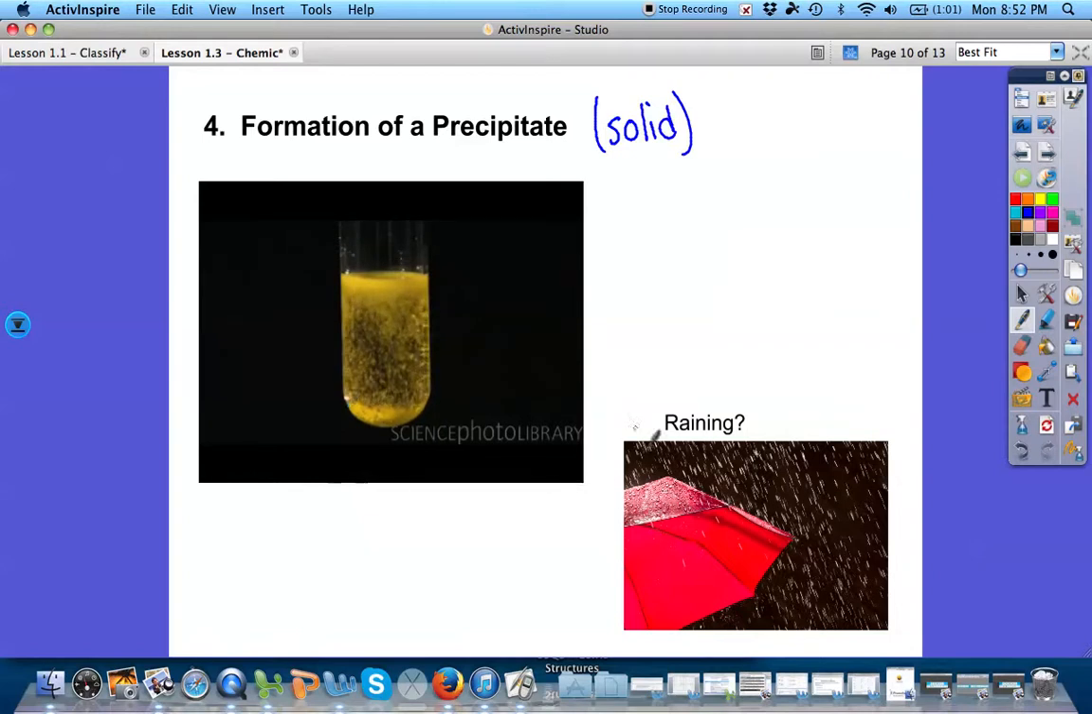Do not confuse the precipitate with precipitation, because precipitation is a different thing. That is actually a phase change, and so that is not a chemical change.